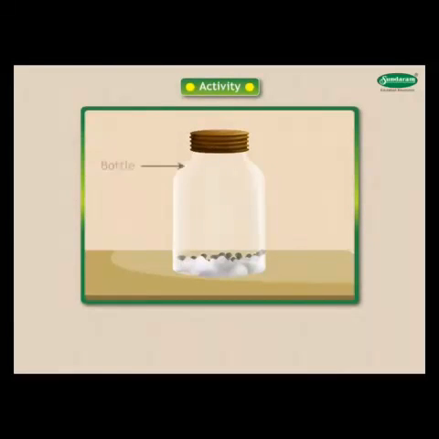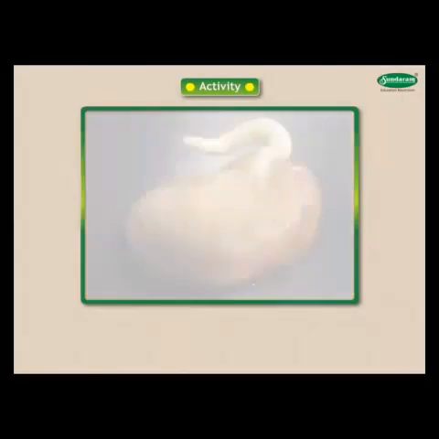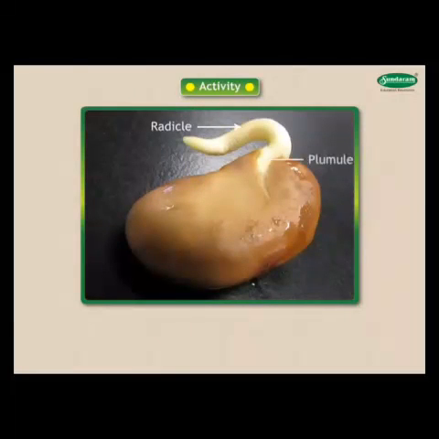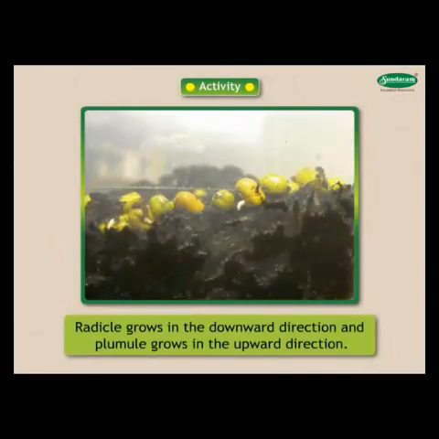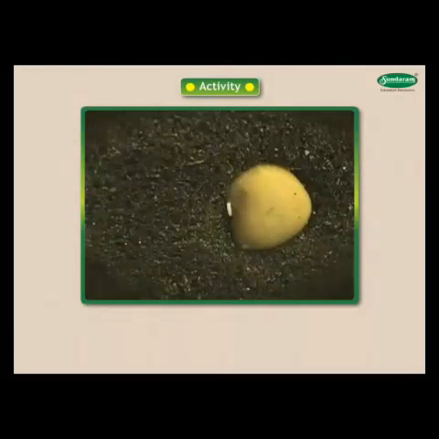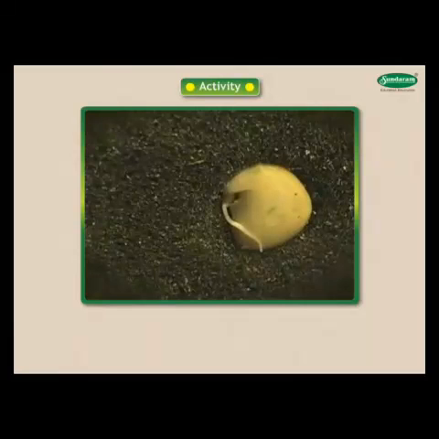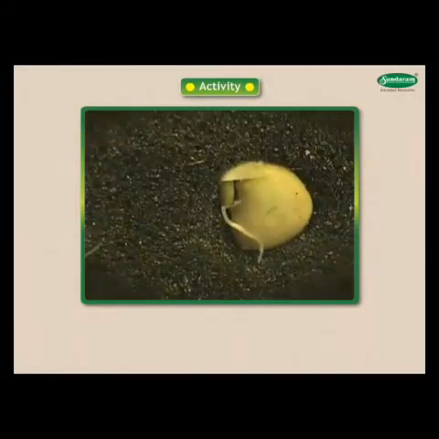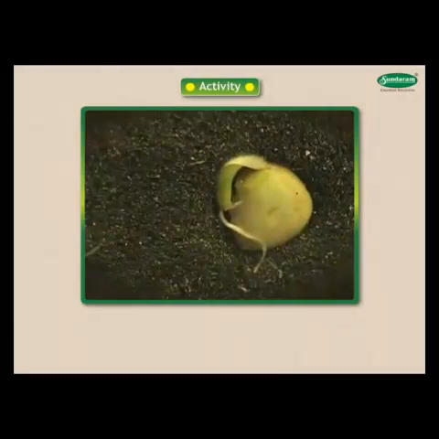Activity. Take a wide-mouthed, shallow bottle. Put some moist cotton in it. Place a few sprouted seeds on it. Observe the directions of growth of radicle and plumule. Radicle grows in the downward direction and plumule grows in the upward direction. Pick up one of the sprouts and place it in such a way that the radicle is towards the source of light and the plumule is away from light.